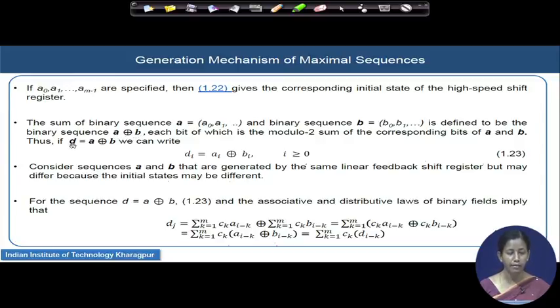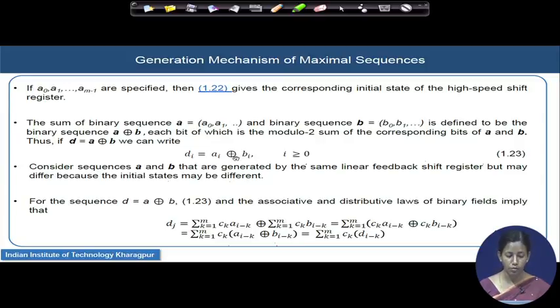We write that the newly generated sequence D is given by A XOR B, and every component of D, the ith bit, is generated by the bit by bit modulo 2 operation, as I told, for i greater than or equal to 0. Now, consider that the sequences A and B are generated by the same linear feedback register, but maybe the initial conditions for generation of A and B are not the same.